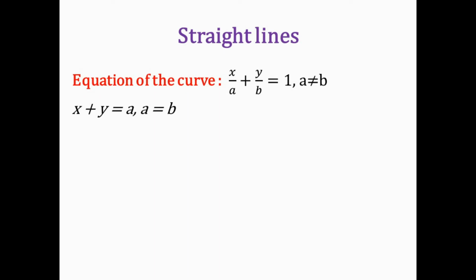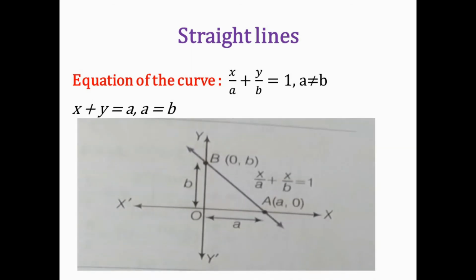Next, again we have straight lines. We'll get straight lines for some equations. What is that? x by a plus y by b is equal to 1. For this equation also, when we try to solve this equation, we will get a straight line. So x plus y is equal to a when a is equal to b. When a and b are equal, we'll get the same denominator. Automatically, we'll get x plus y is equal to a. And the graph passes through both the axes. The line intersects both x-axis and y-axis. And this is how you will get a graph.